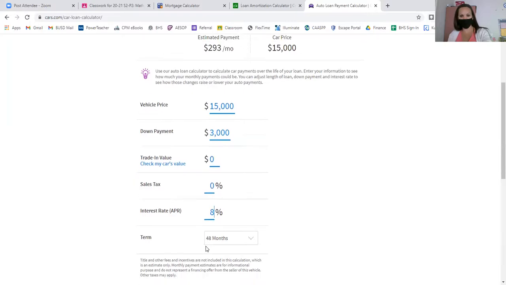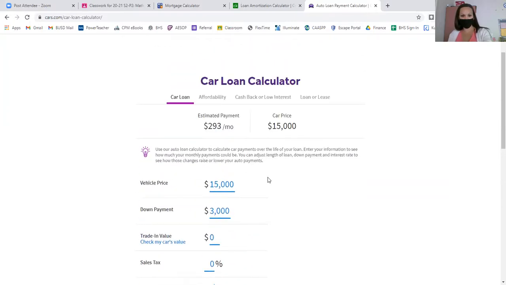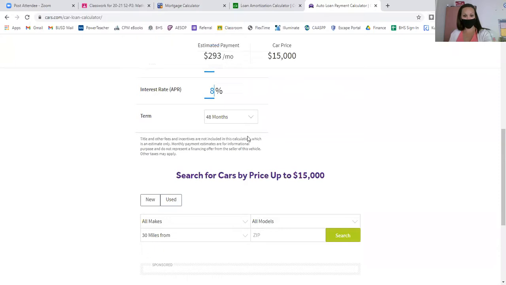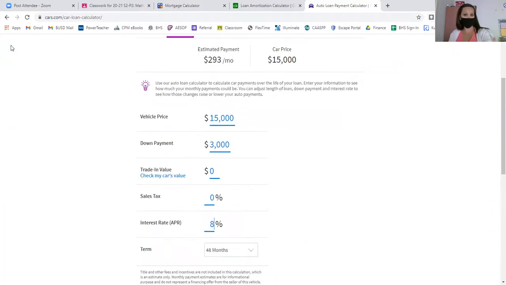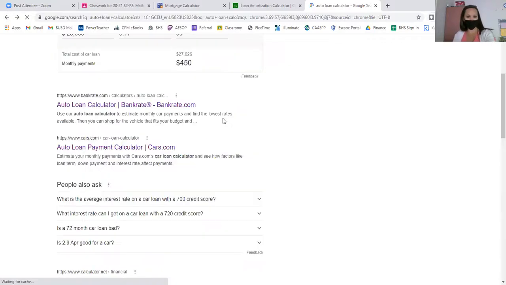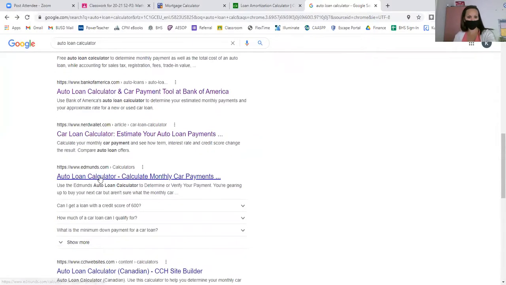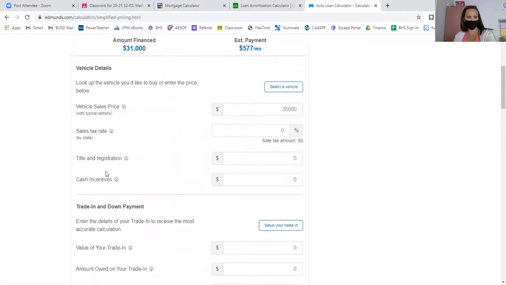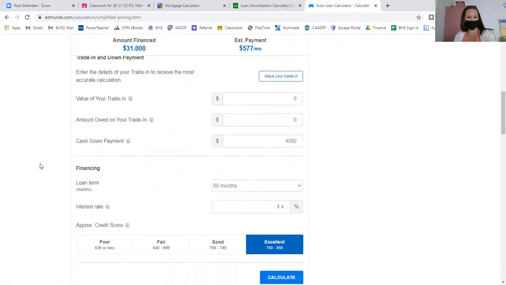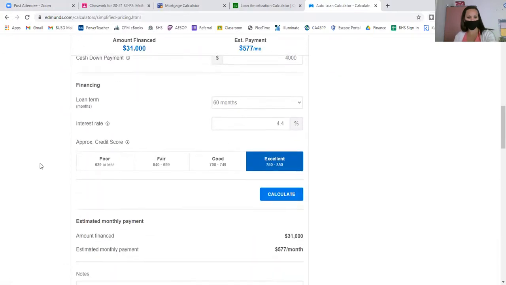8% for 48 months. It tells us the payment, but this one does not tell us how much we're going to pay in interest. So we know our monthly payment is $293. This one gets kind of complicated. I don't want all of that.